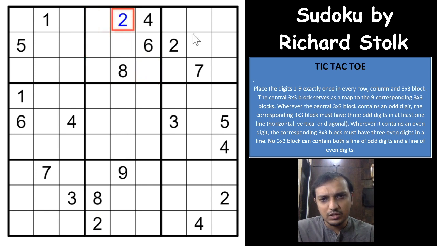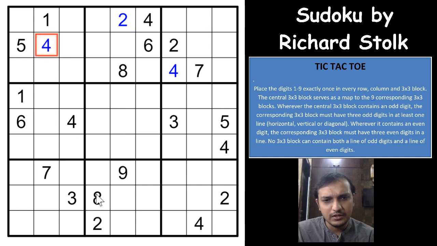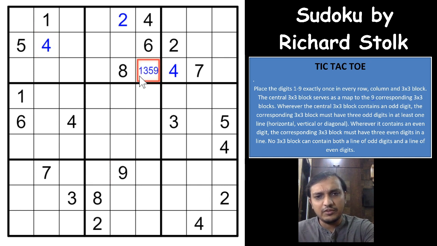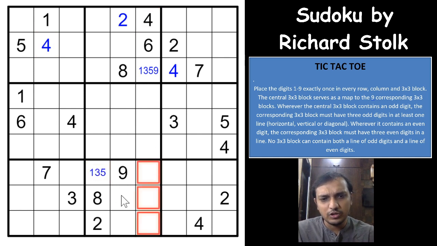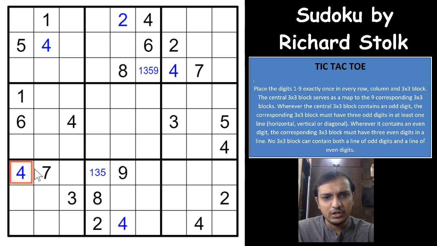Same way, 4 is not in these 3 cells because of the 4 here. 4 cannot be here. So this would have to be 4. Same way, this would have to be 4. Right? Same way, you cannot have a 4 here, so this would have to be odd. Let us mark the odd digits here. So 1, 3, 5, 9. Here odd digits would be 1, 3, 5. And because a 4 cannot be here, 4 cannot be here, so this would have to be a 4 now. That gives you a 4 here, and we have placed all the 4s.